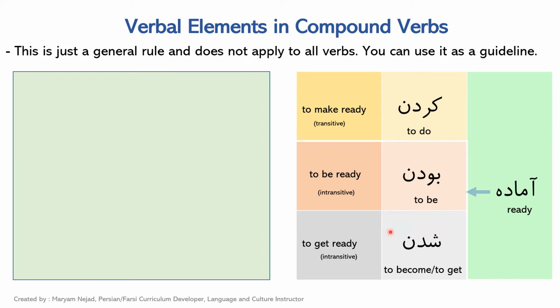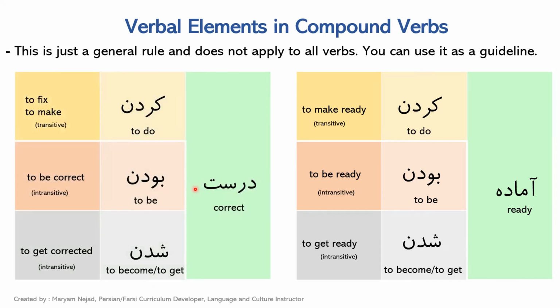It can also come with the verbal element شدن. Then it means to get ready. This is also intransitive. Let's take a look at another example. For example, درست. درست here is an adjective, which means correct. When it comes with the verbal element کردن, it means to fix, to make. For example, to make dinner, or to fix like a broken car.